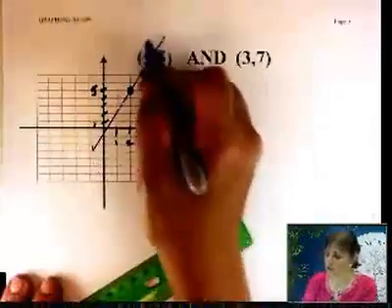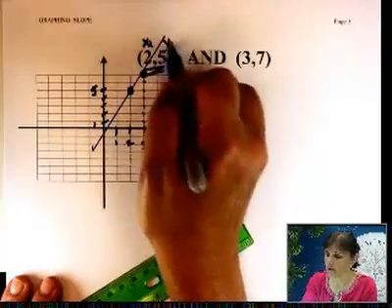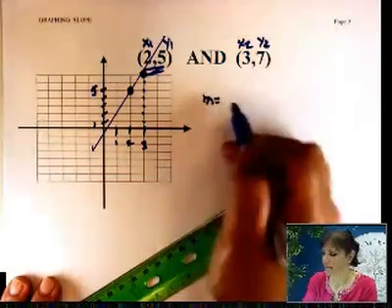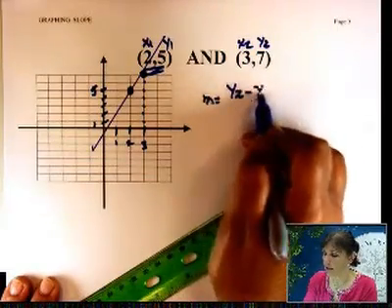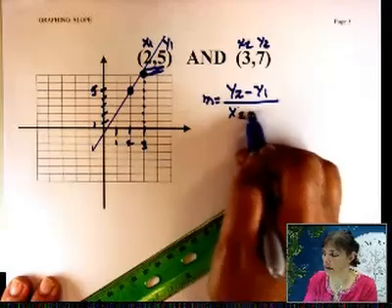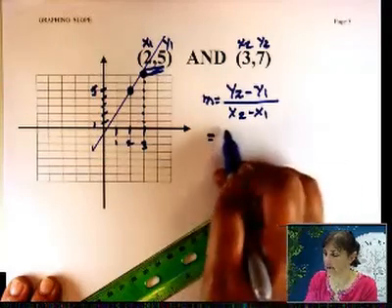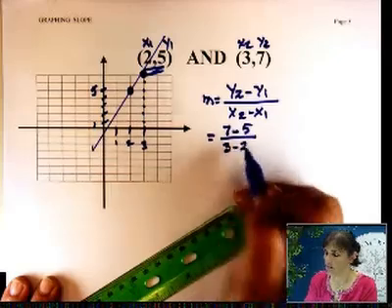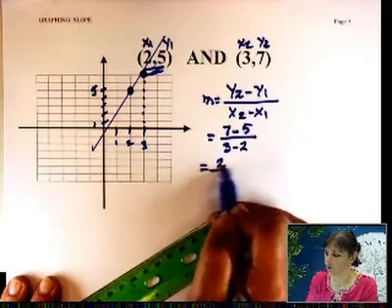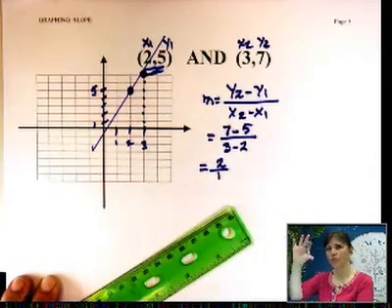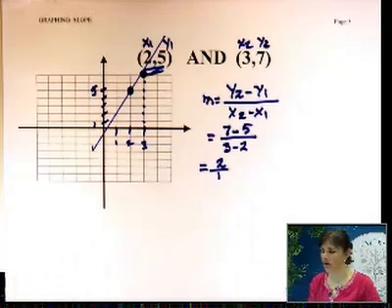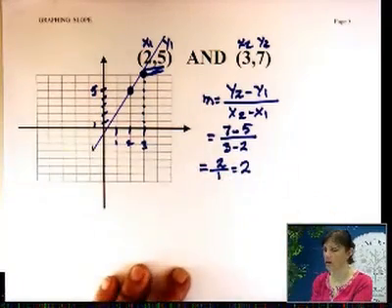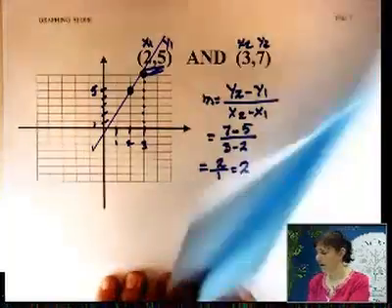Okay? So let's label them x1, y1, x2, y2. Slope is y2 minus y1 over x2 minus x1. Plug it in. 7 minus 5 over 3 minus 2. That gives me 2 over 1. 2 to 1 slope, 2 rise, 1 run. Very good. I expected a positive slope. I can write just 2.